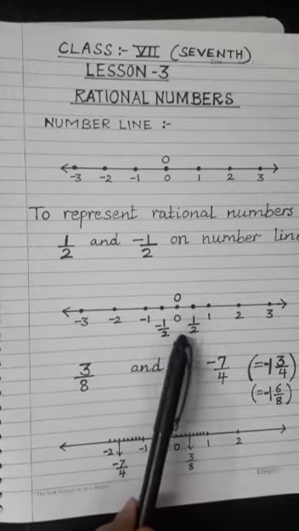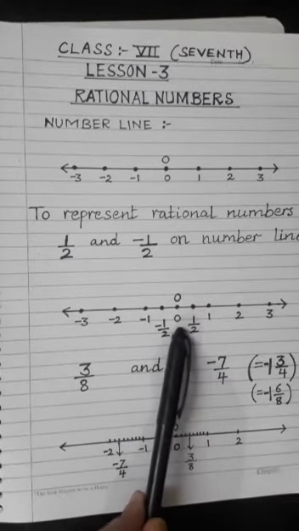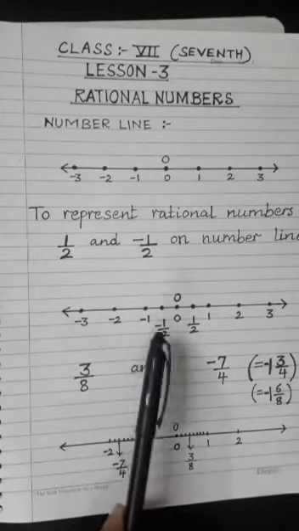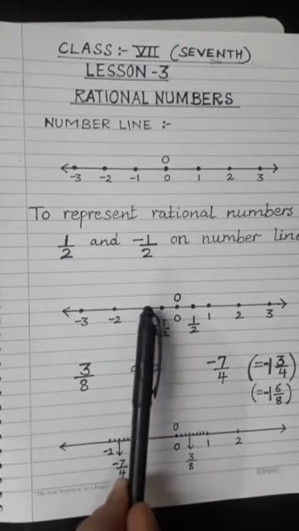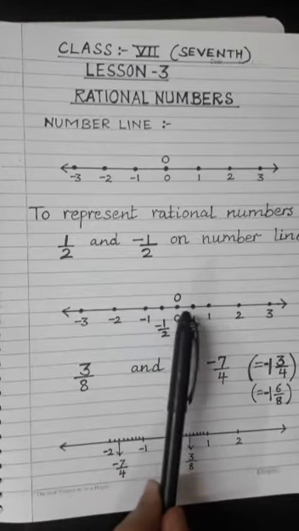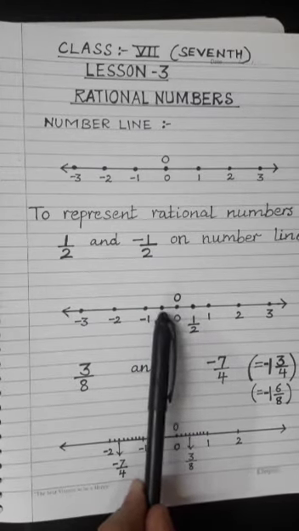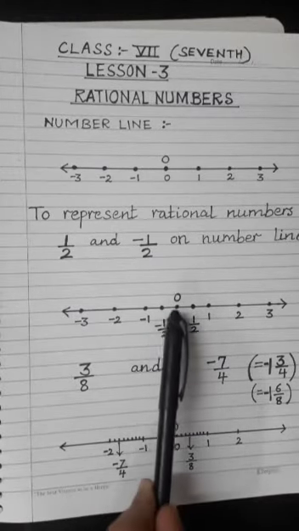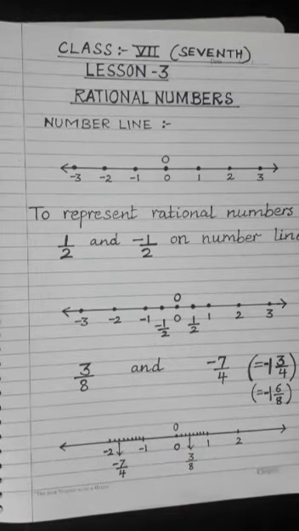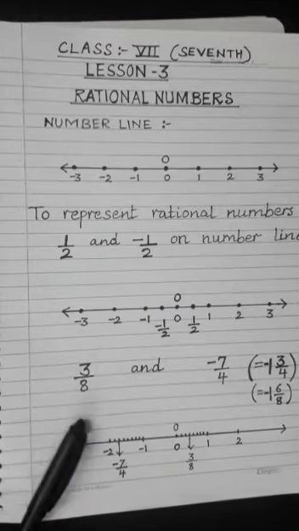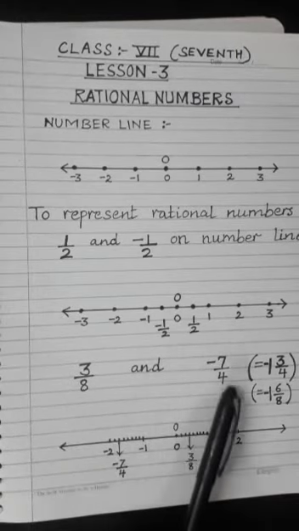Similarly, -1/2 will lie on the left hand side of 0. Again, you have to divide 0 and -1 into 2 equal parts, and one part out of that is called -1/2.